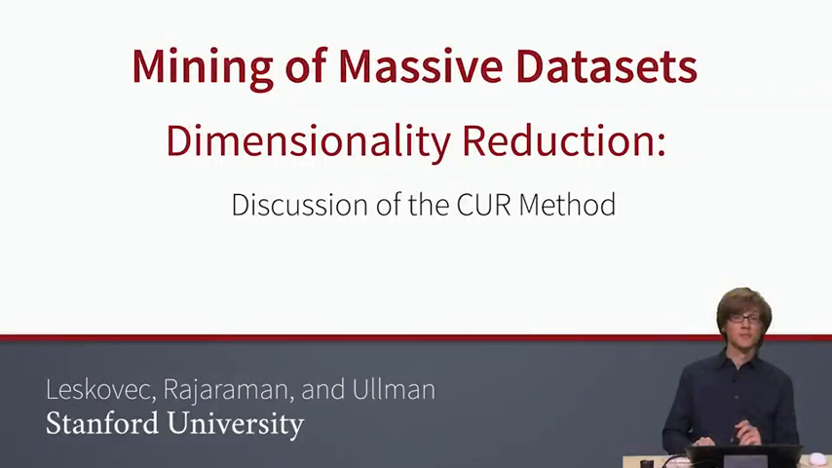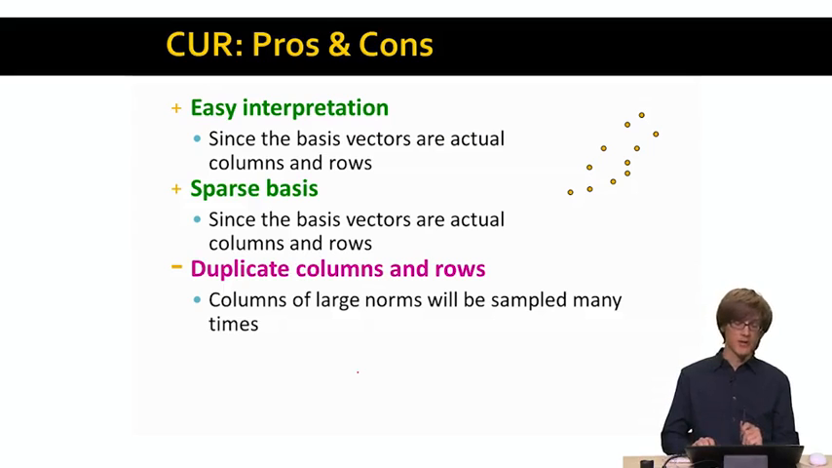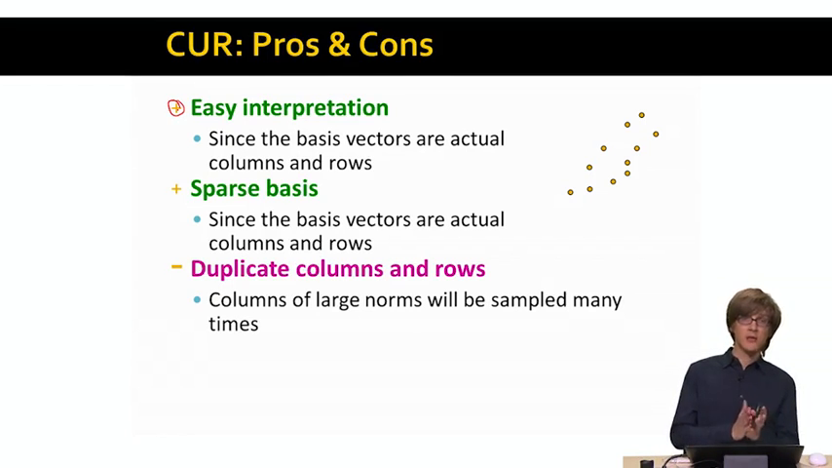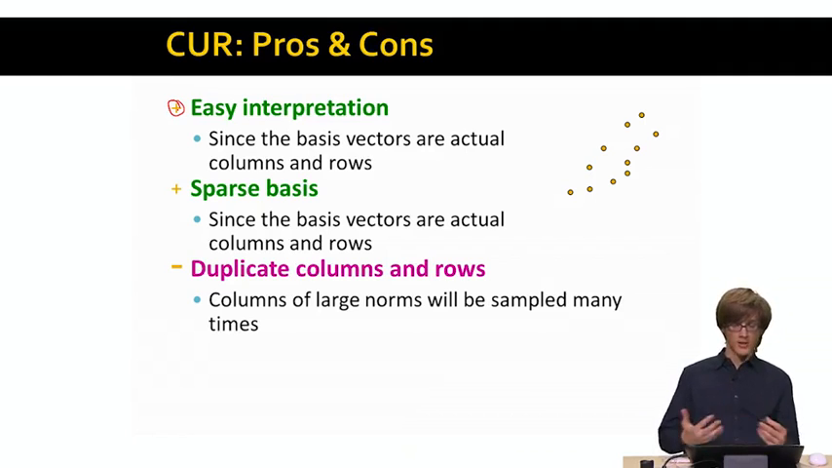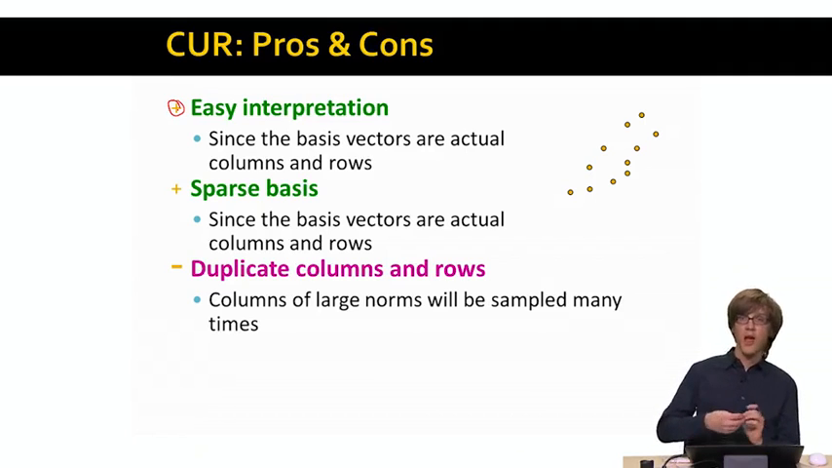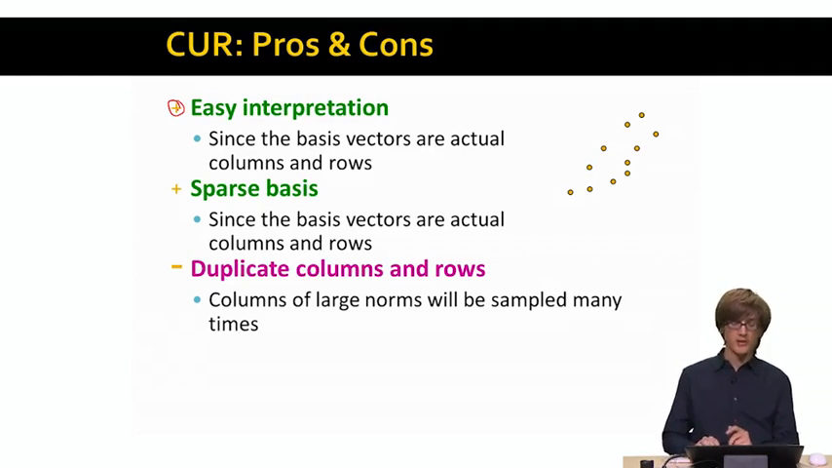To demonstrate the pros and cons of the methods, let me talk about this very quickly. So why is the CUR method good? First, the CUR method is very easy to interpret. The rows and columns of C and R are simply the actual data points. They're actually rows and columns of our data matrix. So it's very easy to interpret them because it's actual data.